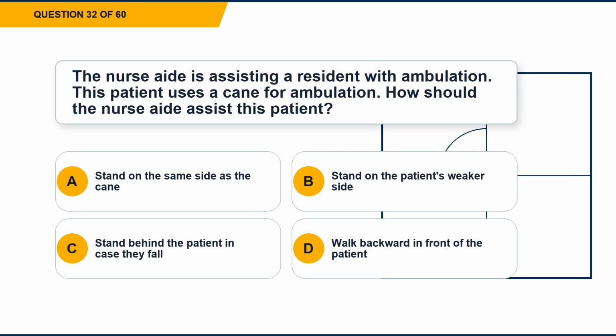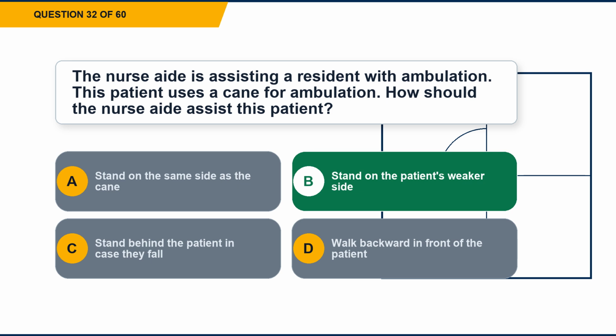Question 32. The nurse aide is assisting a resident with ambulation. This patient uses a cane for ambulation. How should the nurse aide assist this patient? Option A, stand on the same side as the cane. Option B, stand on the patient's weaker side. Option C, stand behind the patient in case they fall. Option D, walk backward in front of the patient.